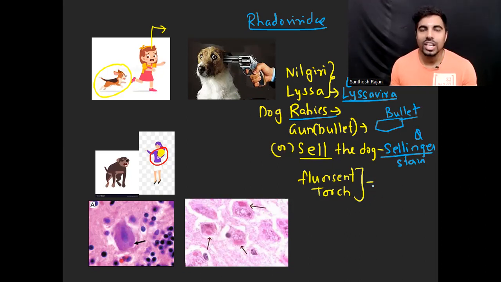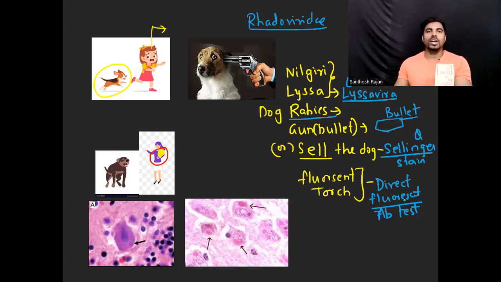Fluorescent torch, because this is the main diagnostic tool. That is what we call the direct fluorescent antibody test. This is the special, best, gold standard test. Direct fluorescent antibody testing is the test. So why a fluorescent torch? At night the rabid dog will bite you. Very dangerous, even in Delhi. So you have to always carry a fluorescent torch, not a mobile torch. Remember, these are the clues.